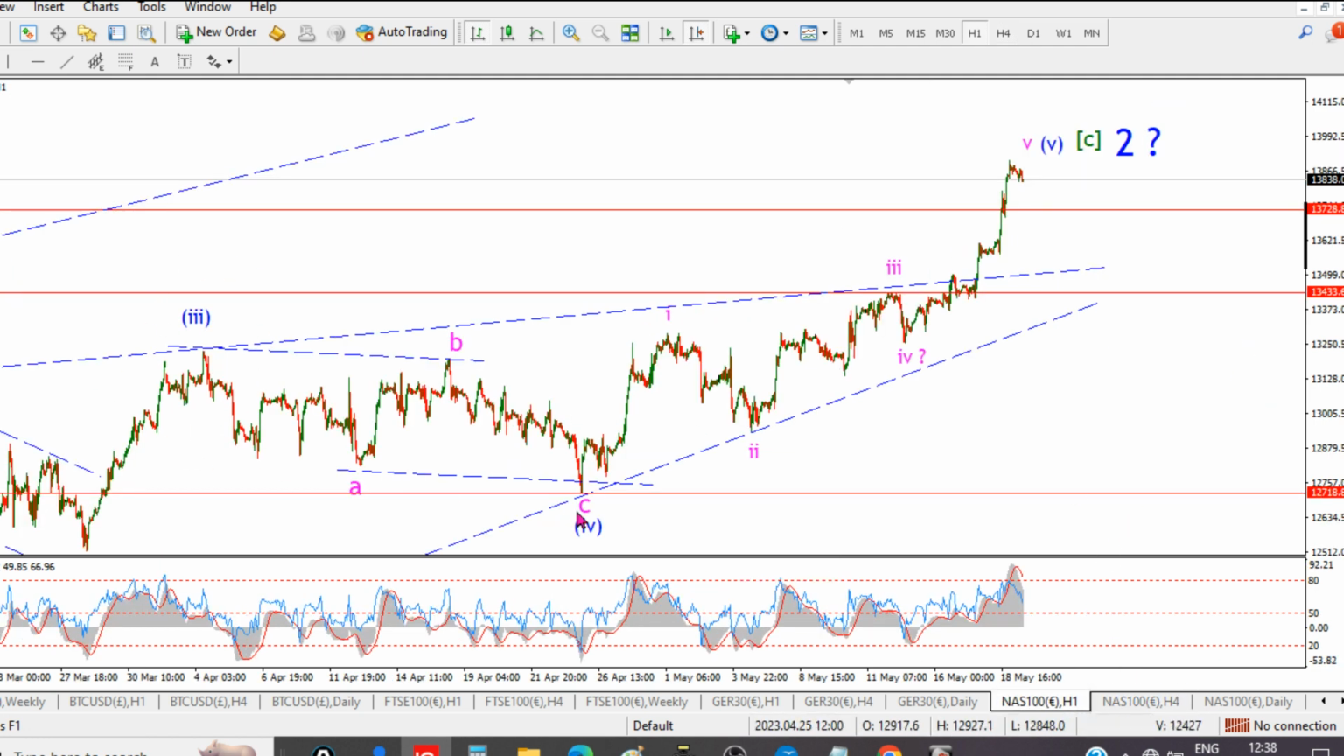Here is the wave 3, 4, and 5 of that C wave. So we've got wave 3 top, ABC down in wave 4. Depending on how you want to view it, I mean, this could be wave A, B, C.